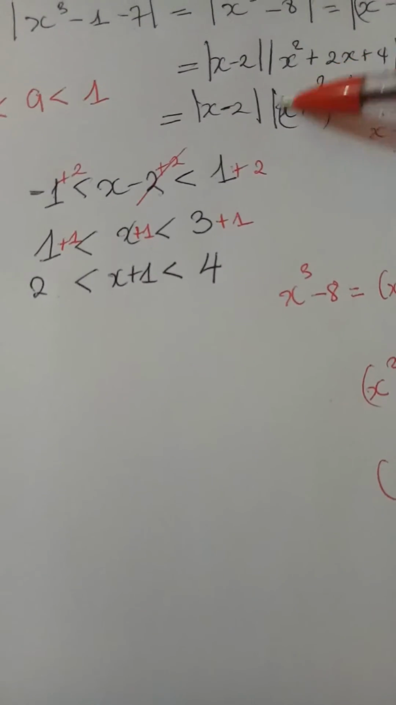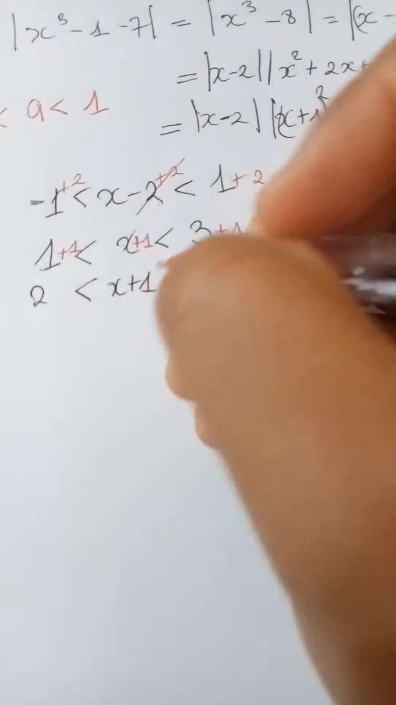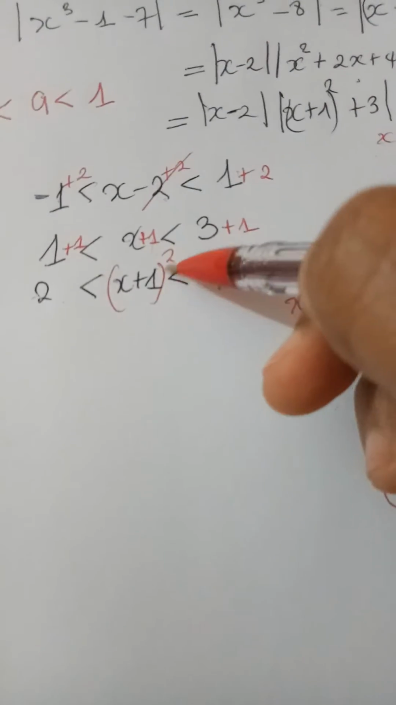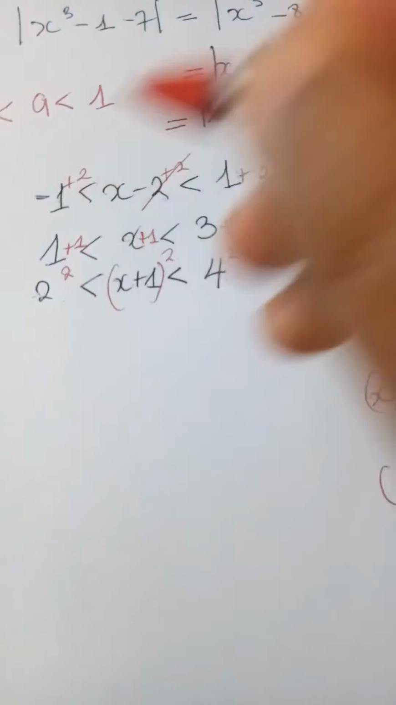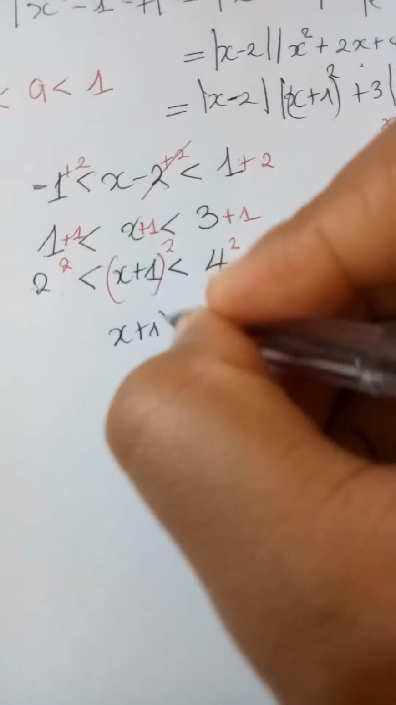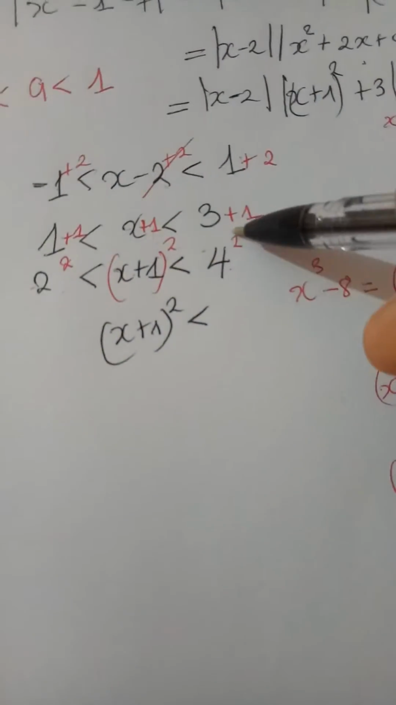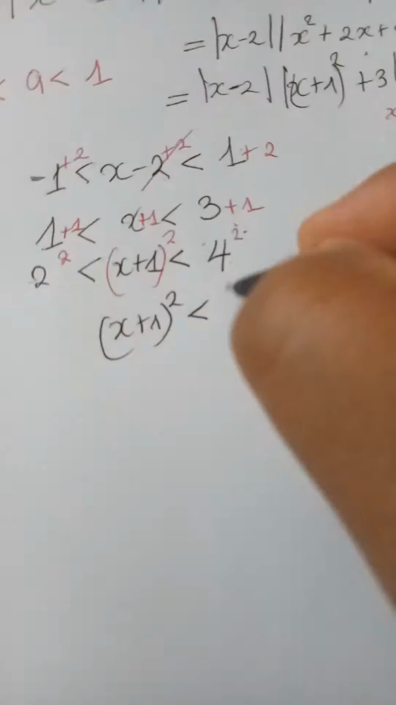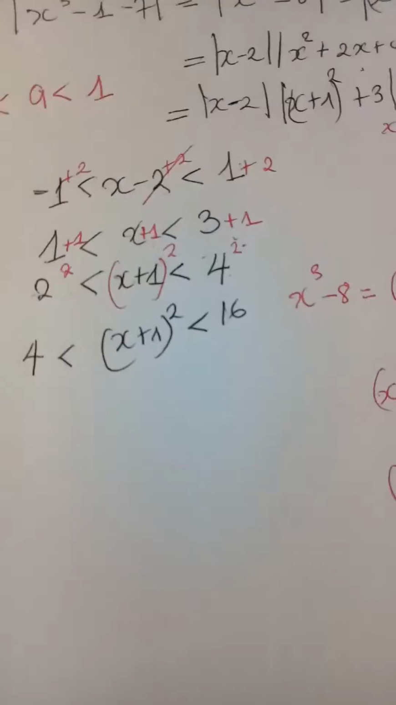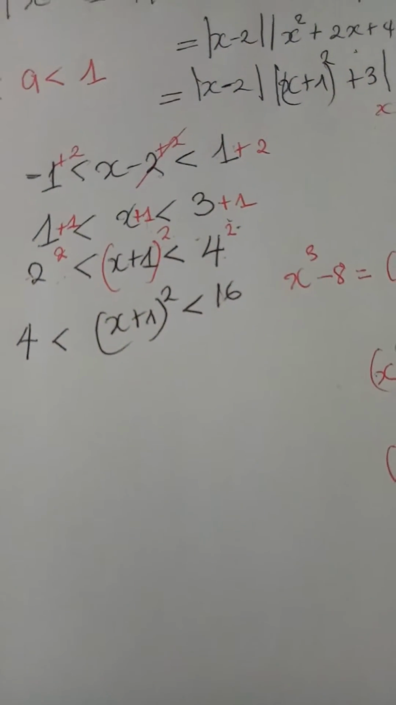So what I'll do is I'll bracket it and raise it to the power of 2. This what I do here, I have to do it to the two other sides. So I raise to the power of 2, raise to the power of 2 here, and the same thing here. If I do that, what am I going to get? I'll have (x plus 1) squared less than 4 squared, 4 squared is 16, and 2 squared will give me 4. So what is left?